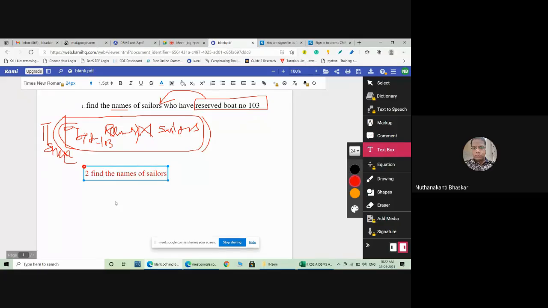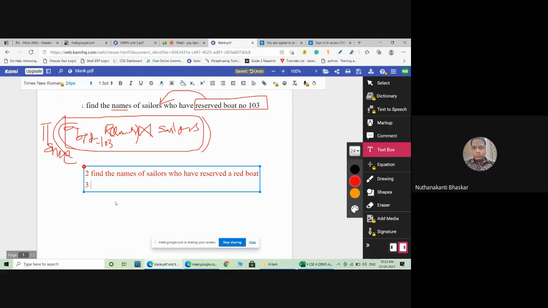Find the names of sailors who have reserved a red boat. Red boat, here the boat color. Color is there in the last table, that is the boat table. Means we have to join 3 tables. It is possible, you can join a number of tables. Here I am giving the idea also. Clear this? Because the color is there in the third table, the boat table only, right?